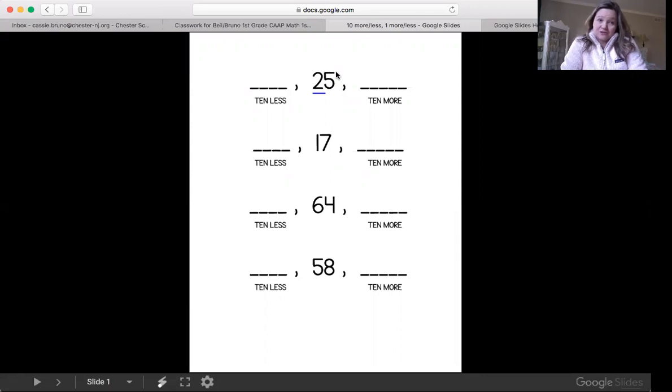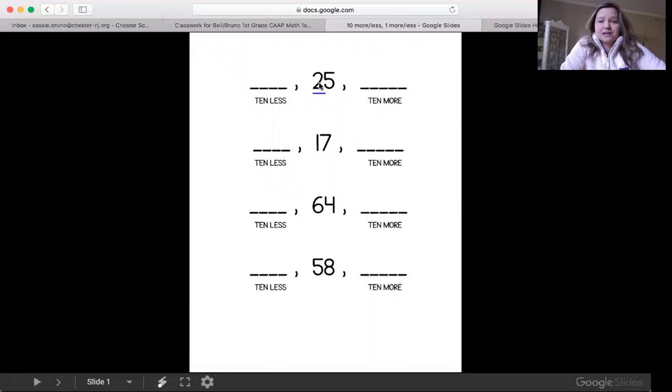Today we're going to be practicing 10 more, 10 less, and 1 more, 1 less. So the pages are there for you to print. You can write it along on a separate sheet of paper, or you can use a whiteboard and send me a picture, whatever you would like to do. This will be great practice for this skill. So let's get started.